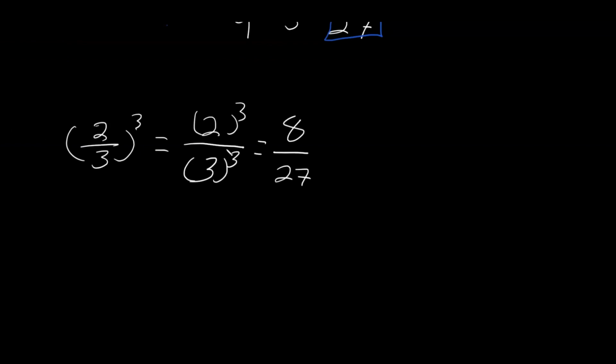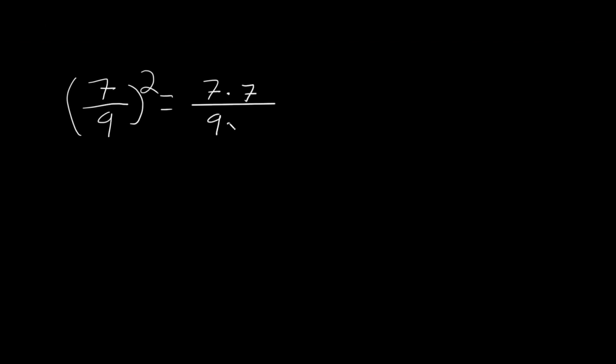Now let's work on one more. We can say 7/9 squared. And remember, we can just distribute the exponent to both the numerator and denominator. So we will rewrite this as 7 times 7, because 7 squared just means 7 times 7. And the same thing in the denominator, 9 times 9. And this will just be equal to, well, 7 times 7 is 49, and then 9 times 9 is 81. 81. And this is our answer to this problem.